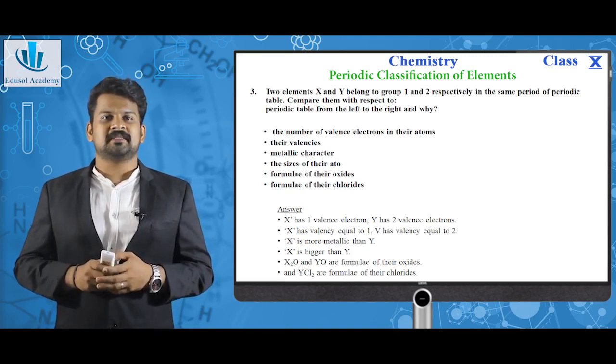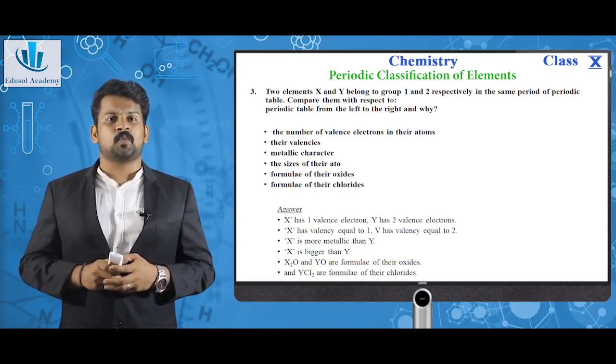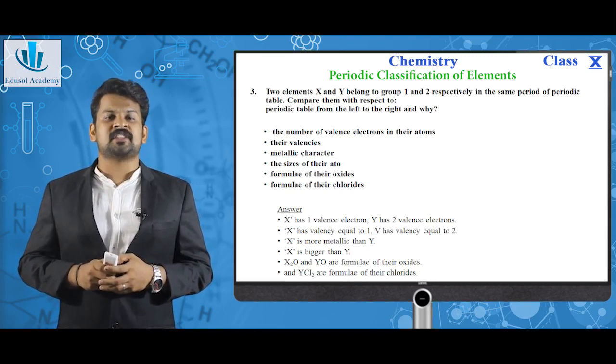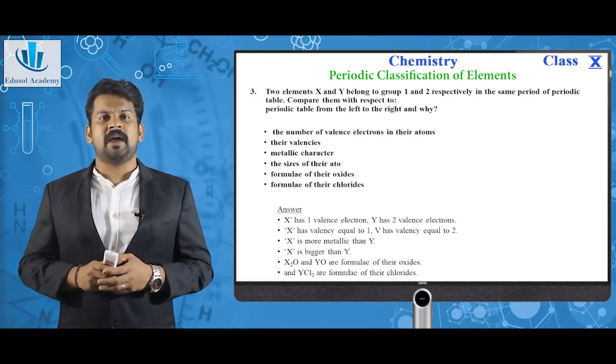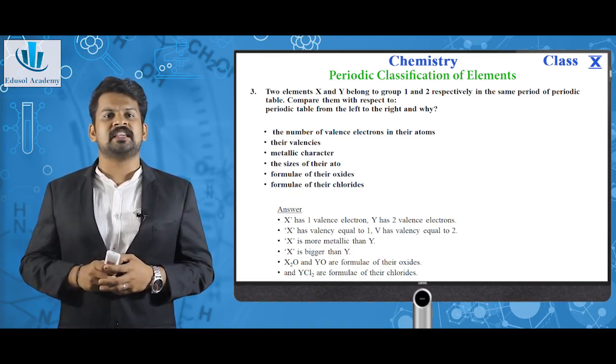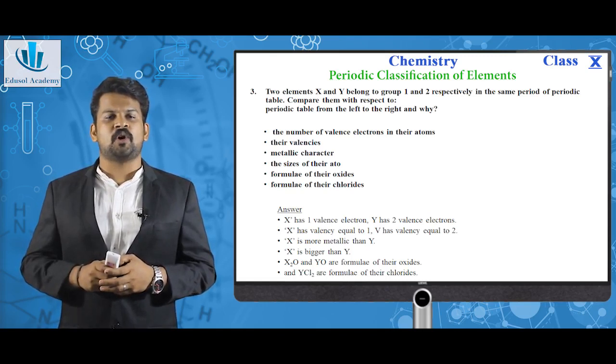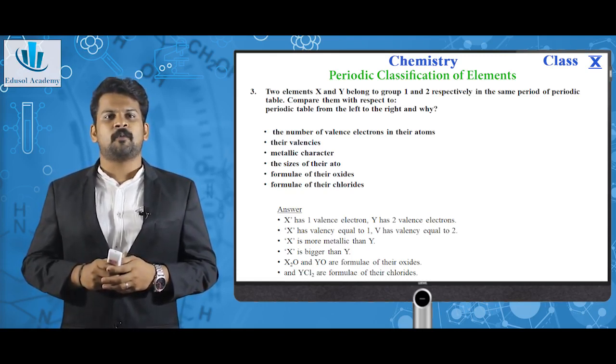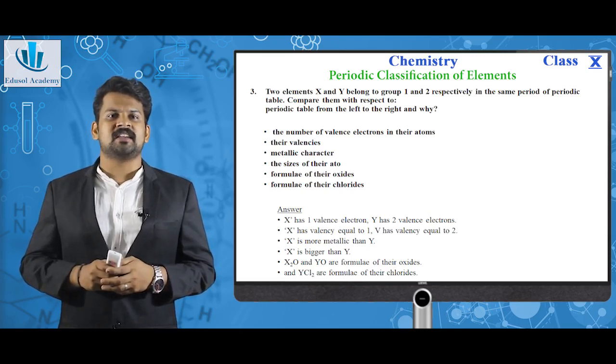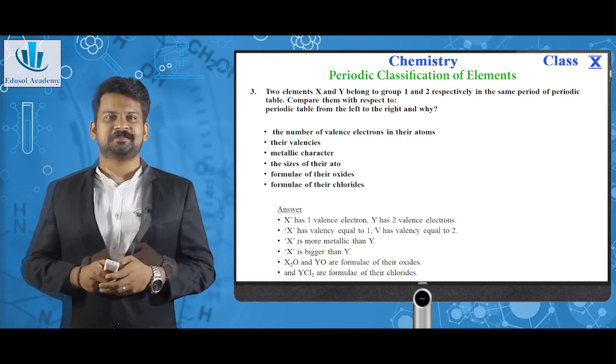Formula of the oxide. Valency of X is 1, so the oxide formula is X2O. Valency of Y is 2, so the oxide formula is YO. Formula of the chlorides. Valency of X is 1, so the chloride formula is XCl. Valency of Y is 2, so the formula is YCl2.